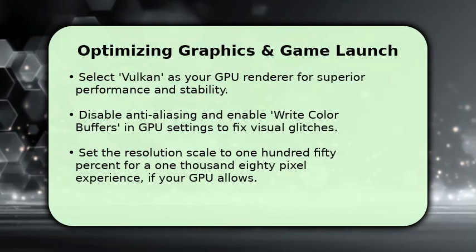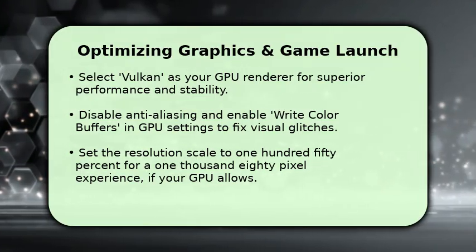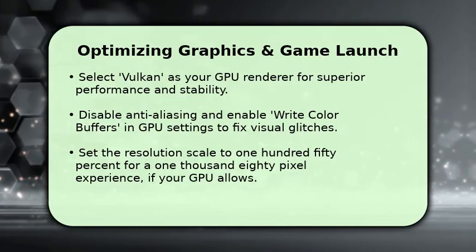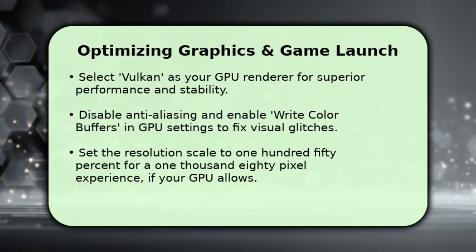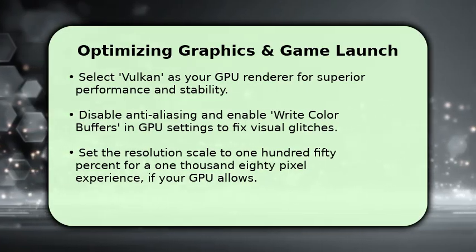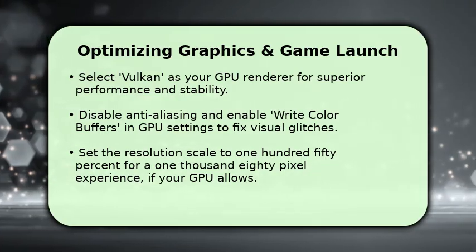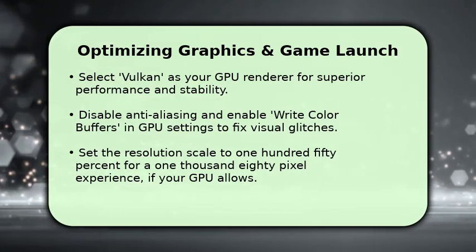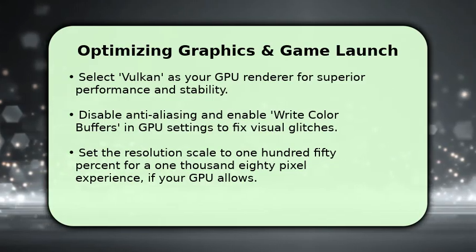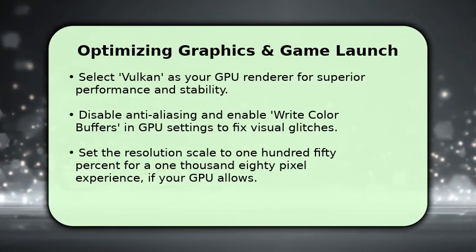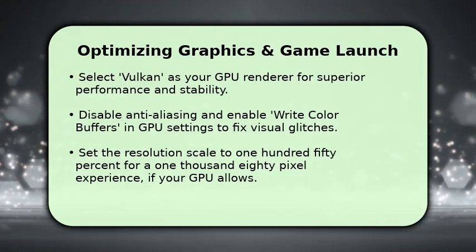To optimize your graphics, go to the GPU settings and choose Vulkan as your renderer. It generally offers better performance. Make sure to disable anti-aliasing and enable right color buffers to prevent common visual glitches. You can increase the resolution scale to 150% for a sharper 1080 pixel display if your graphics card can handle it. Finally, install your Skate 3 game file, whether it's a PKG or ISO, directly through the emulator's file menu.